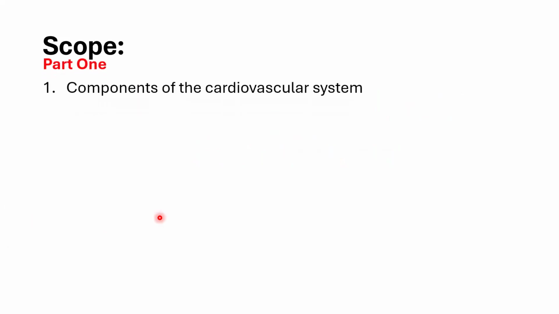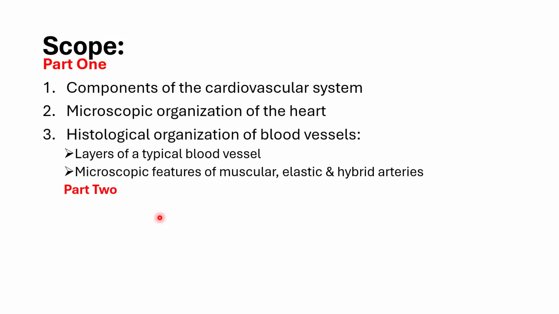Today we'll be doing the cardiovascular histology, and here are our objectives for our session for part one. We're going to discuss the components of the cardiovascular system, then talk about the microscopic organization of the heart, then talk about the histological organization of the blood vessels in terms of layers of the typical blood vessel. Then we talk about the muscular, elastic, and hybrid arteries.